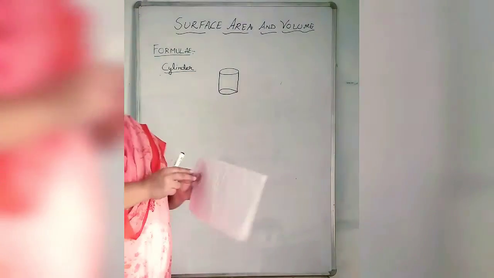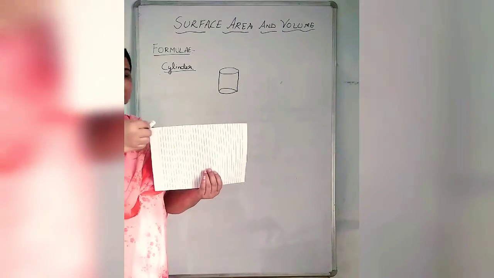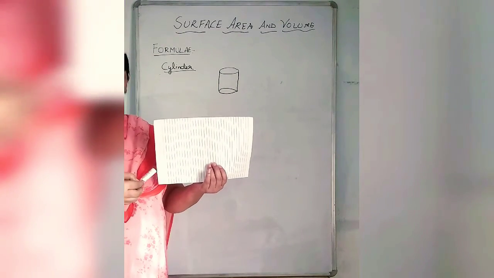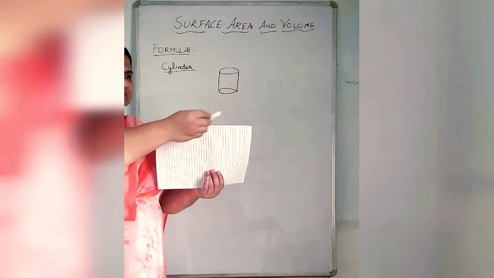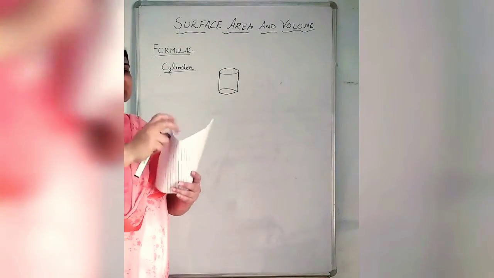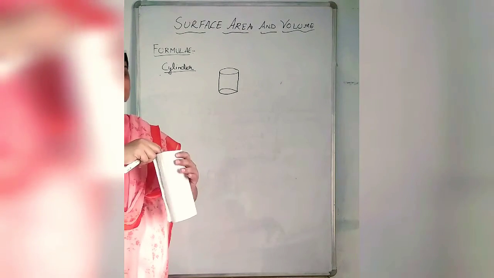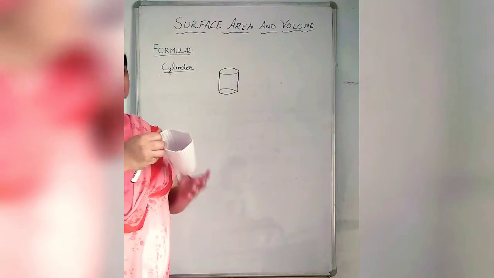Now see, we all can see this is a rectangle. This is the length of rectangle and this is the width. We know the area of a rectangle is L into B. But when I fold this rectangular sheet, I am getting a cylinder that is called a hollow cylinder.